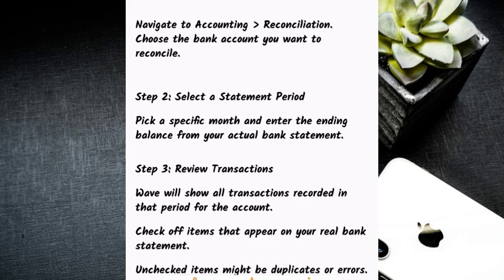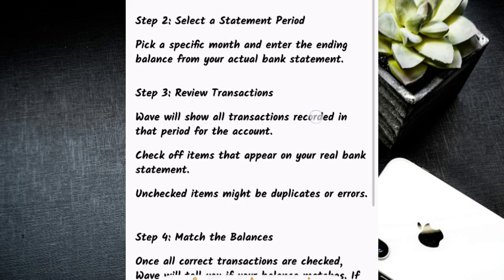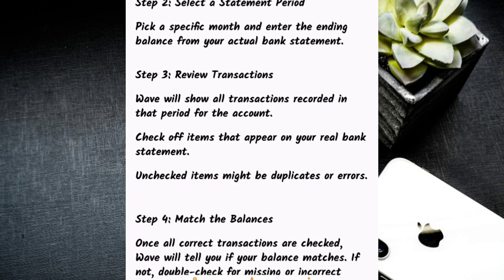Step 3. Review transactions. Wave will show all transactions recorded in that period for the account. Check off items that appear on your real bank statement, and you can uncheck items. Unchecked items might be duplicates or errors.